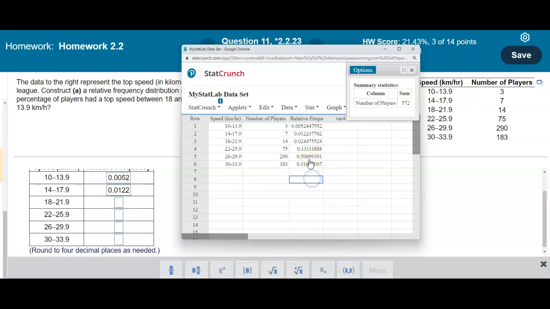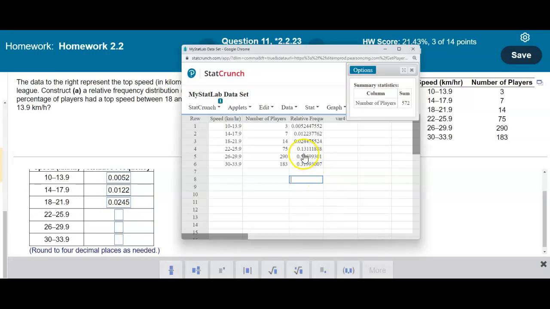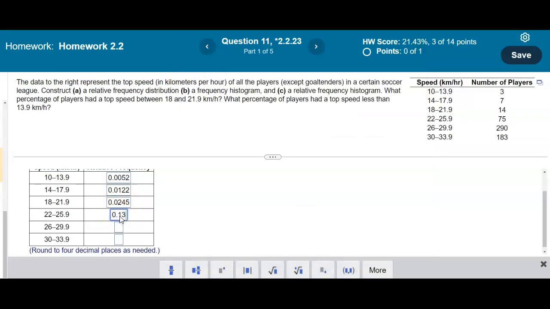Then we have 0.024, which should be rounded to 5 because it's 4 decimal places, so 0.0245. The next one is 0.1311, so we don't need to round that.